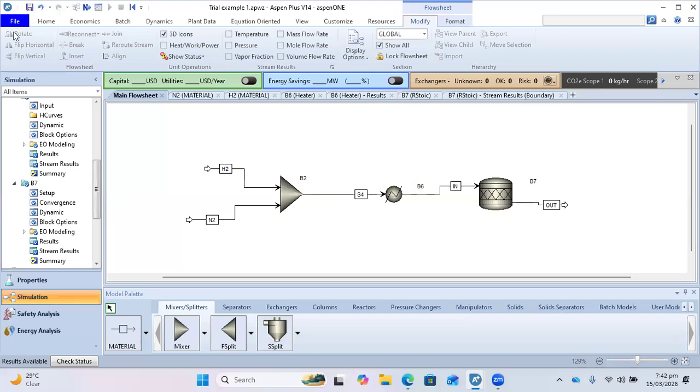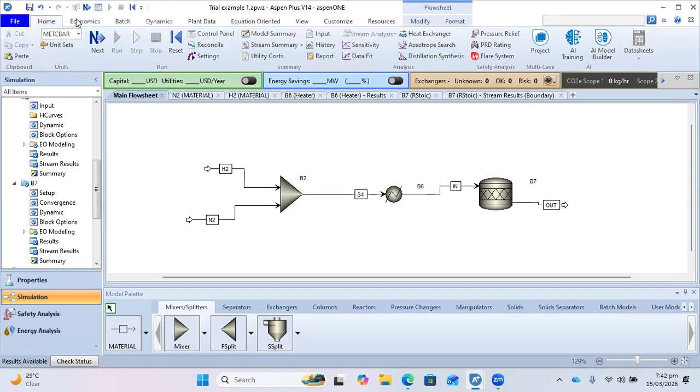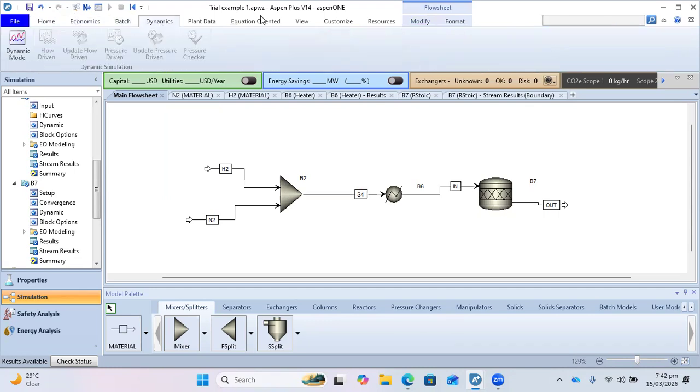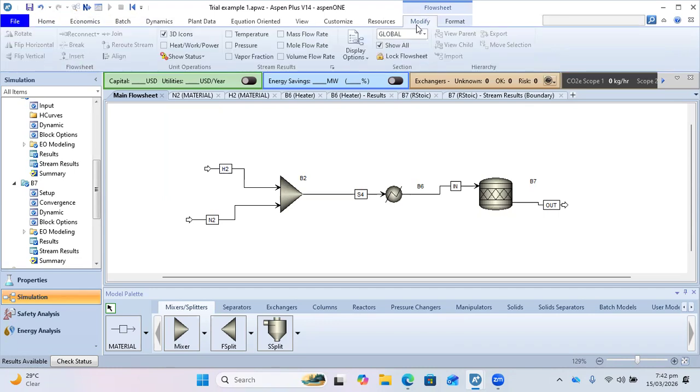So one of the things you can do is that all the tabs up here, we see home, economics, batch, dynamics. You come to modify. When you come to modify, you see over here stream results. So we see the different ribbons, flow sheets, unit operation, stream results. You can come to stream results and then check temperature, check pressure. So now it shows us the temperature and then the pressure, right?